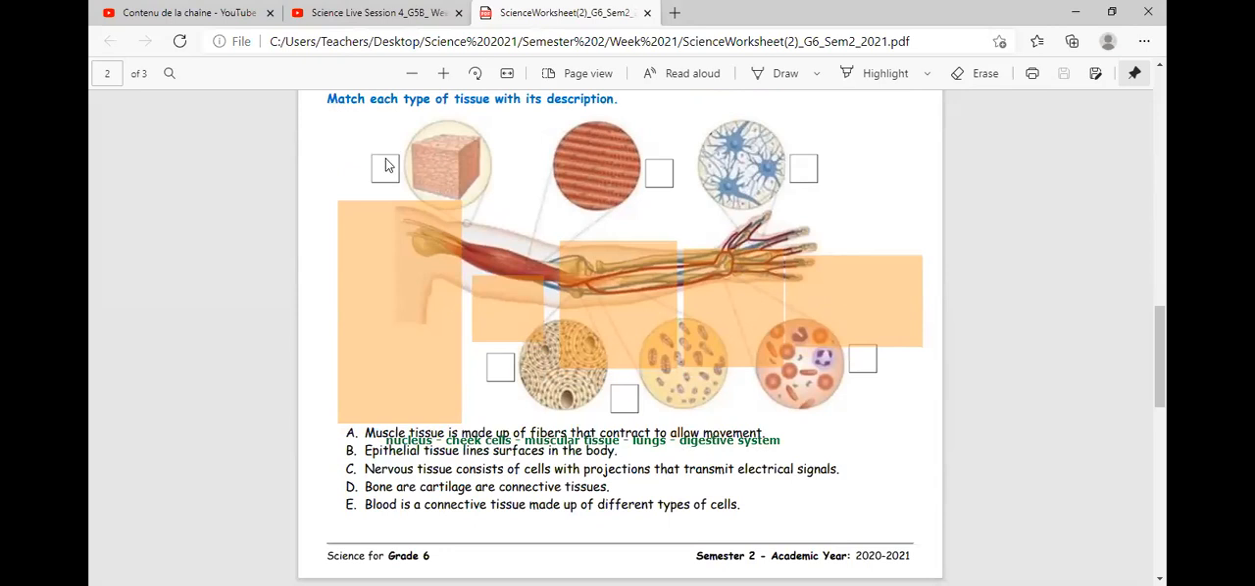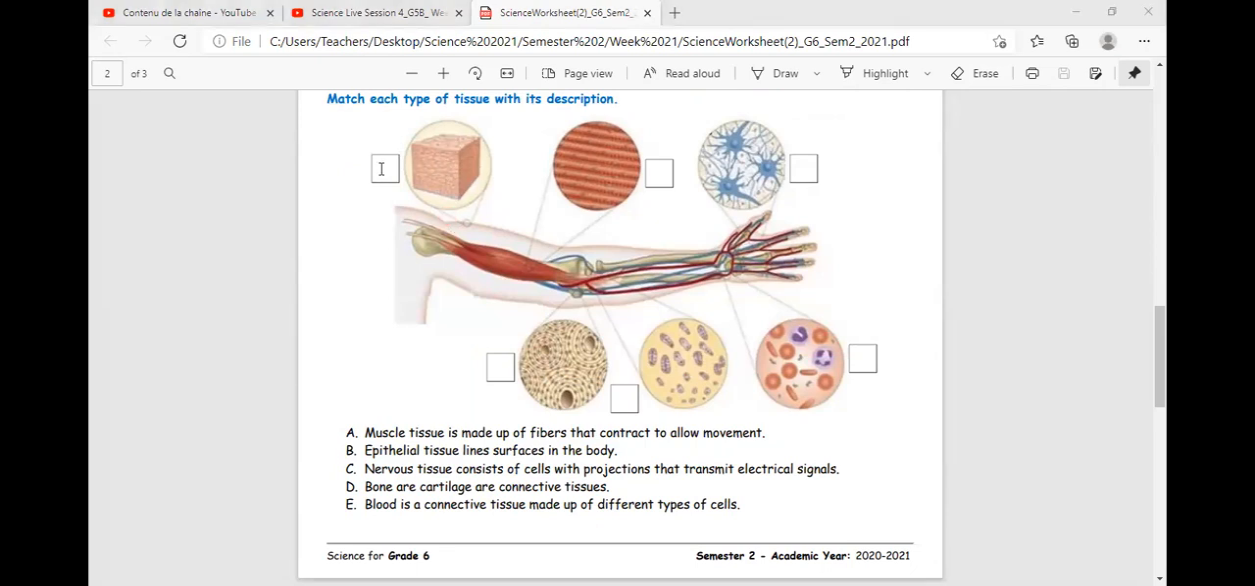What is this? Is it A, B, C? Isn't this the nurse? No, look. Epithelial tissue. The skin tissue has another name, which is epithelial tissue. The skin is made of epithelial cells. So this is B. It's the epithelial or the skin tissue.